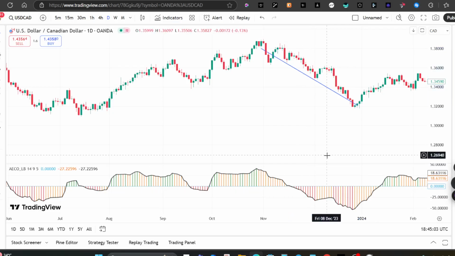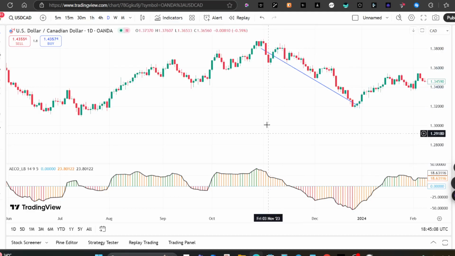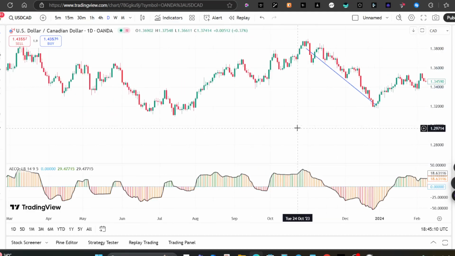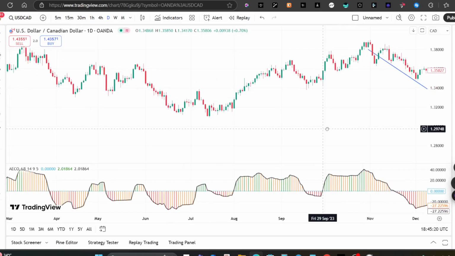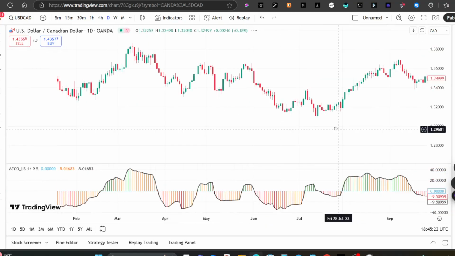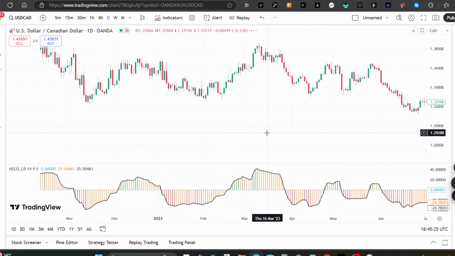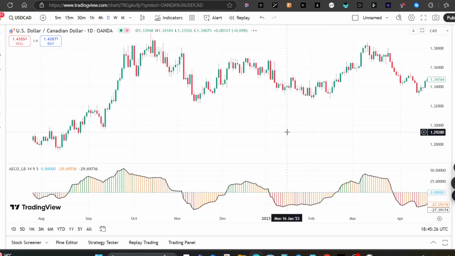Now, talking about divergences, one of the most important signals from the ergodic candlestick oscillator is divergence. Divergence occurs when the price is moving in one direction, but the oscillator is moving in the opposite direction. Now, I just want to see if we can find a good example here.